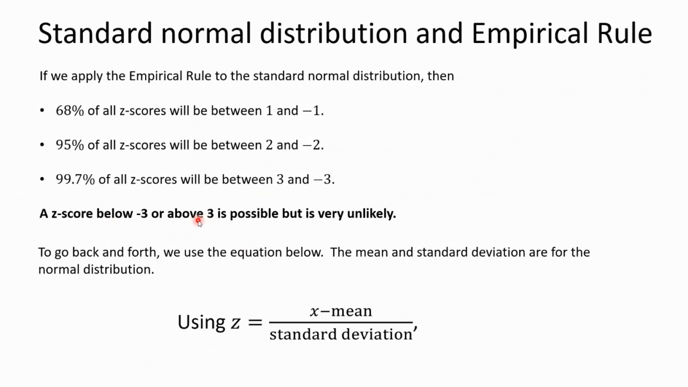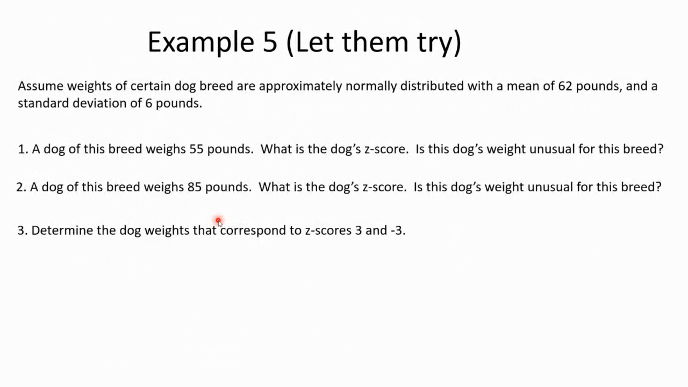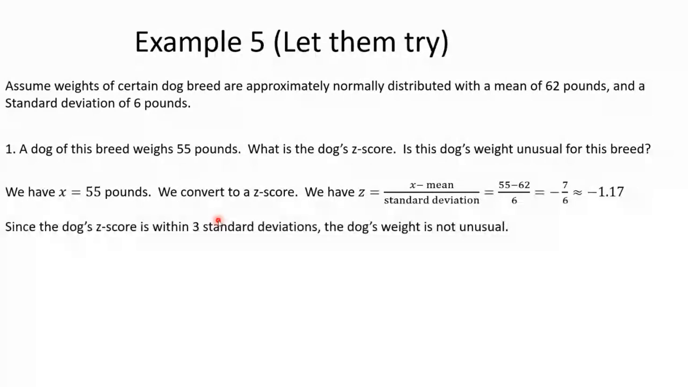Excuse me, let me say it again. This is saying that if the score is below negative 3 or above 3, then that's very unlikely. So if it's between 3 and negative 3, then it is likely, and it's not unusual. Okay, that's for the first one.